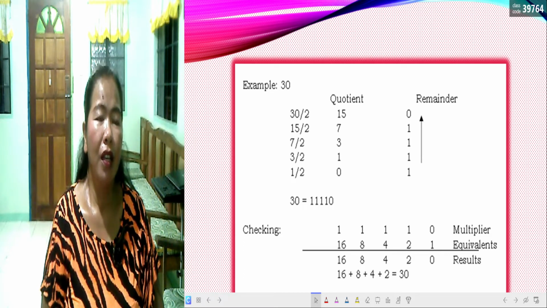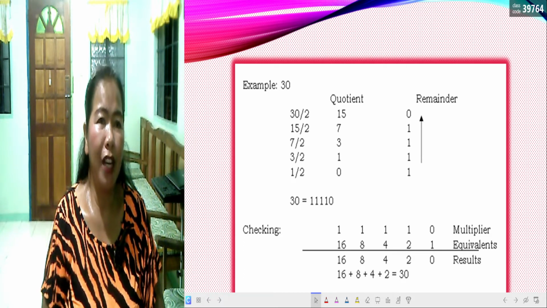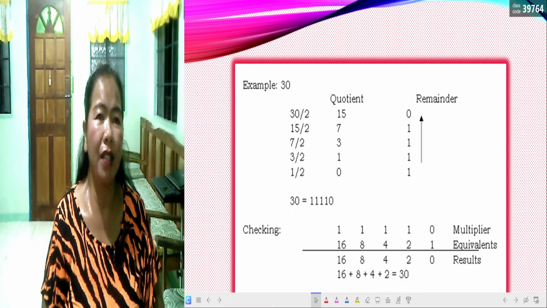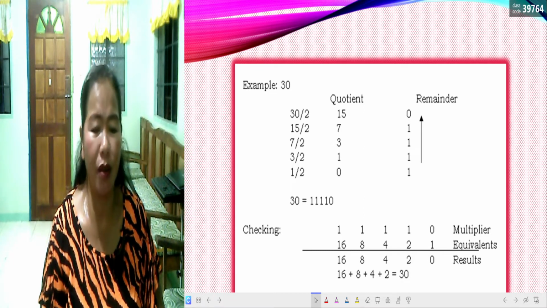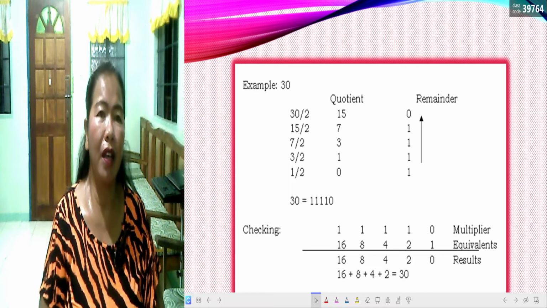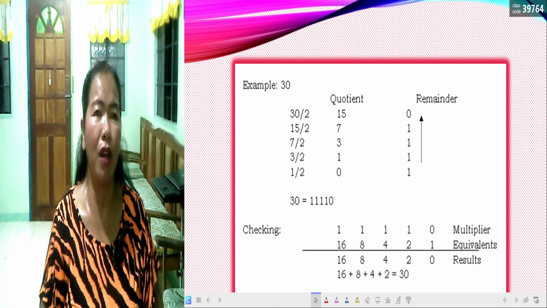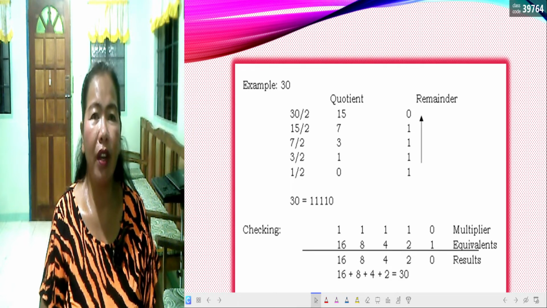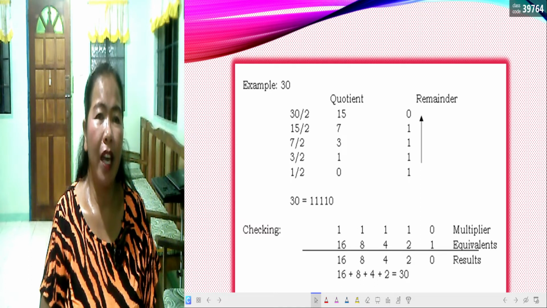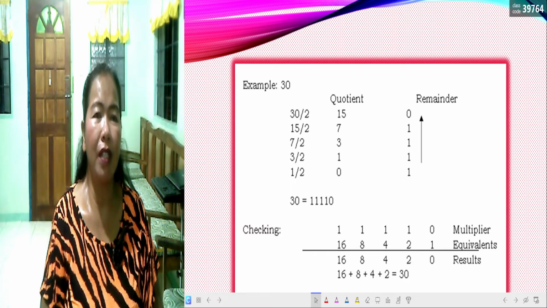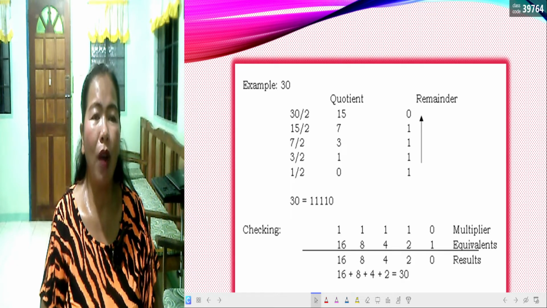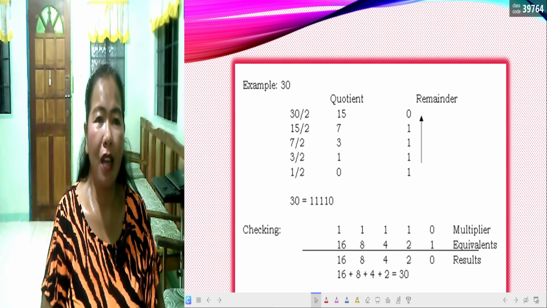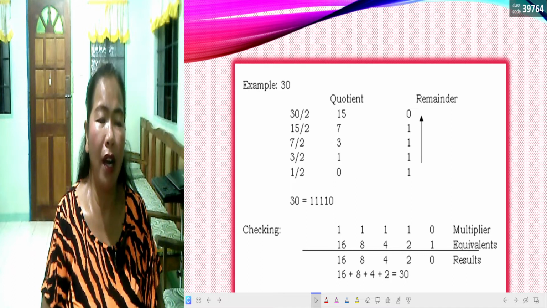So therefore, you need to repeatedly do the division process until the quotient becomes 0. Since our quotient is still 15, we still have to divide repeatedly. So 15 divided by 2 is 7, remainder 1. Then again, 7 divided by 2 is equal to 3, remainder 1. Then again, 3 divided by 2 is equal to 1, remainder 1.